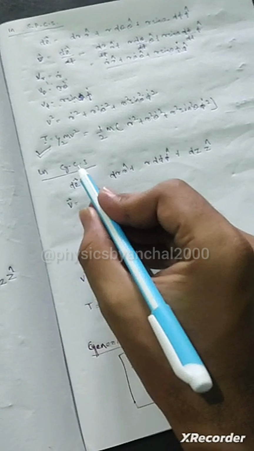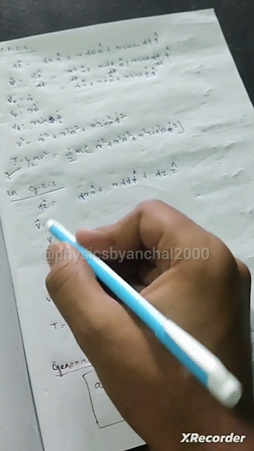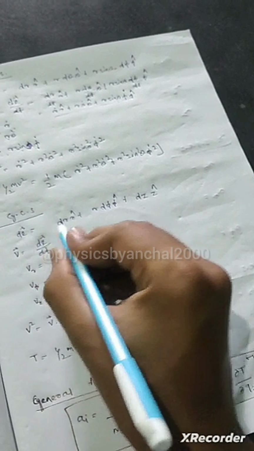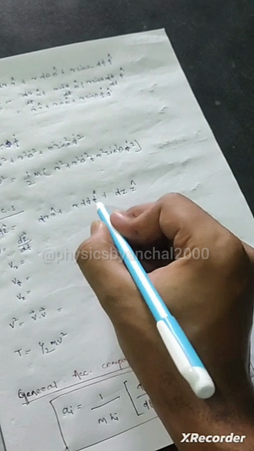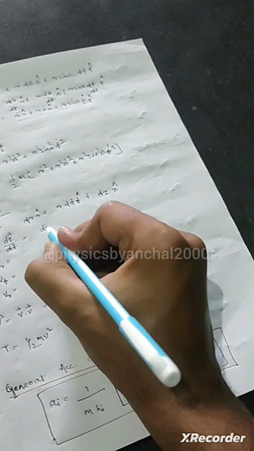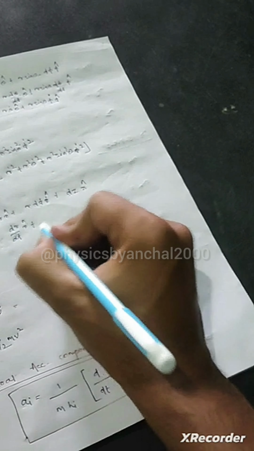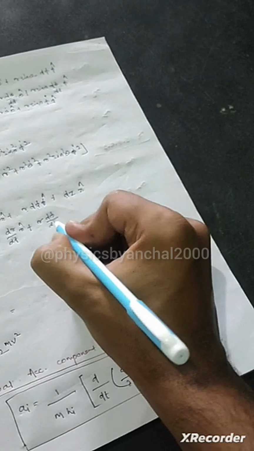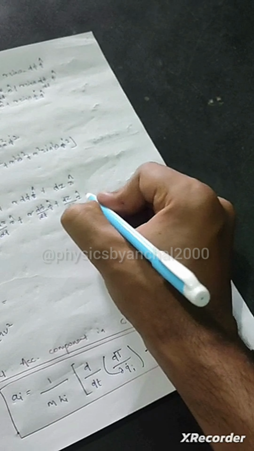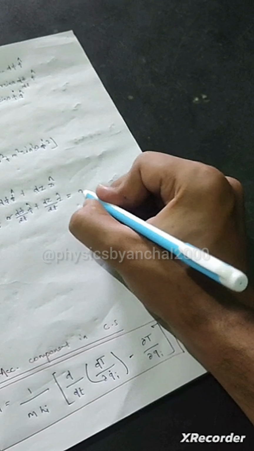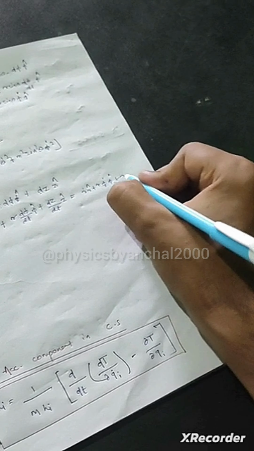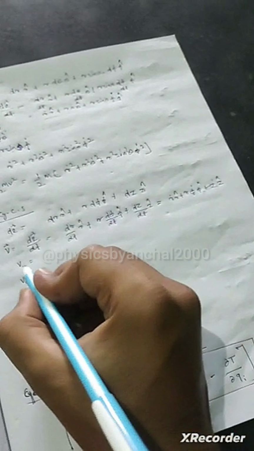Now what is velocity in the cylindrical coordinate system? The velocity in cylindrical coordinates is v equal to dl by dt. We know dl is dr r cap, r d phi phi cap, and dz z cap. Then velocity, by putting in dl, is dr by dt r cap plus r d phi by dt phi cap plus dz by dt z cap. And I can write it as r dot r cap plus r phi dot phi cap plus z dot z cap.